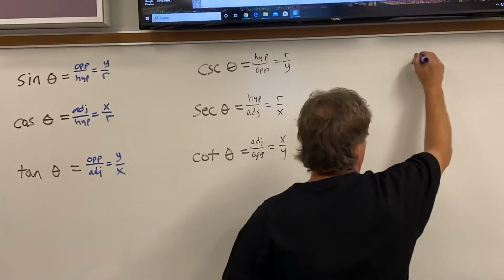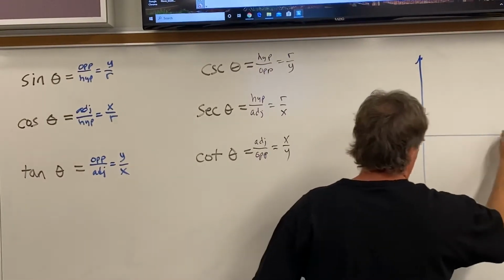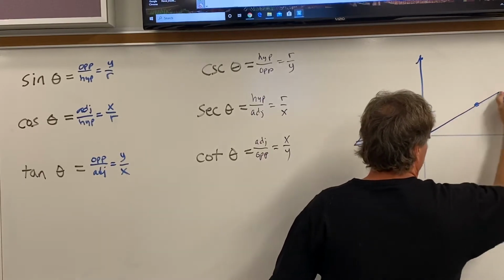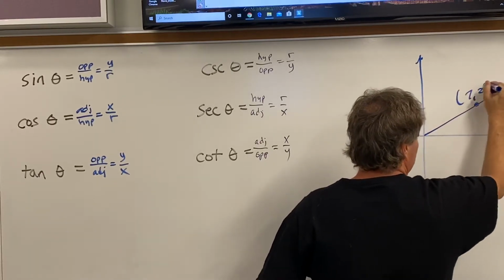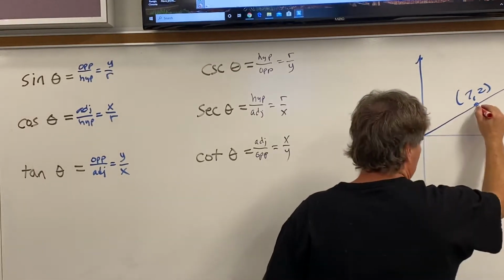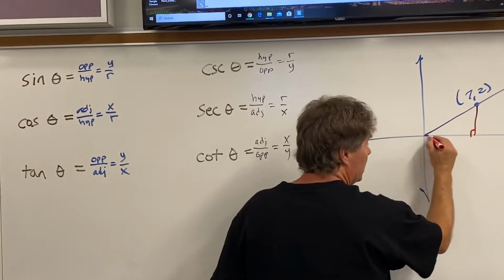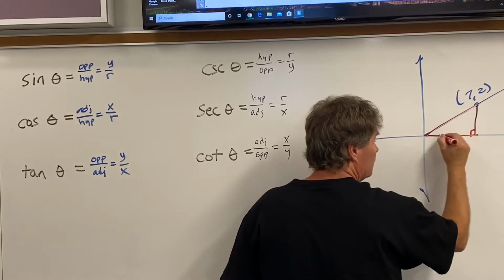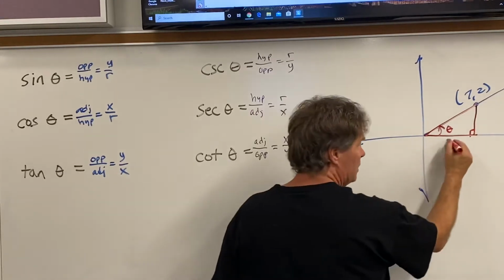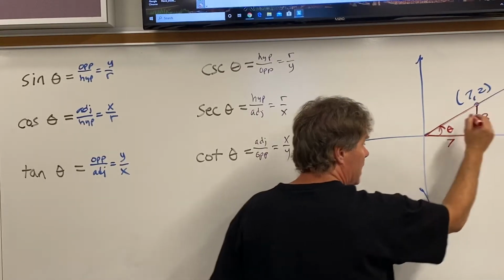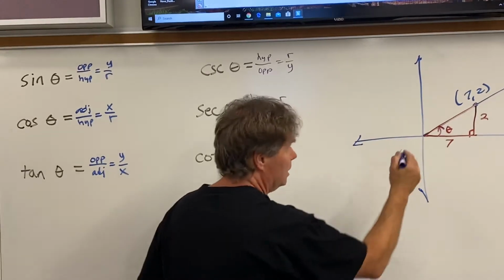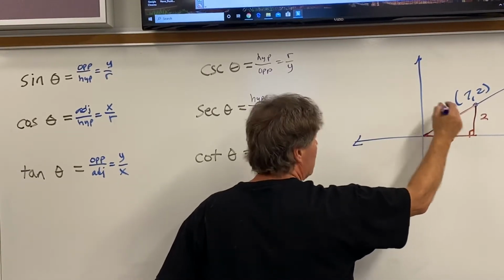So here's my x and y axis. The point 7, 2 looks something like this. I'm going to drop a perpendicular right there and create a triangle. Here's my triangle, and this is my angle theta right here. 7, 2, so 7 in the x direction, 2 in the y. I have to calculate the radius, or the hypotenuse, here.